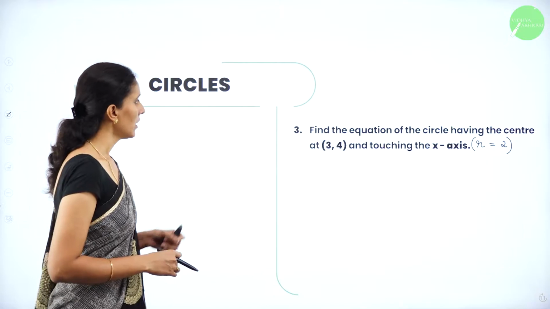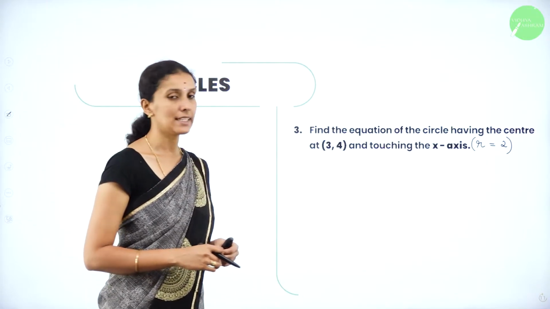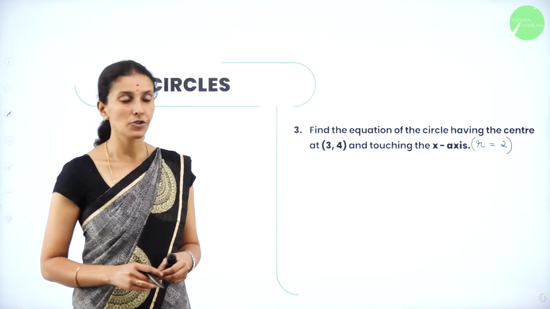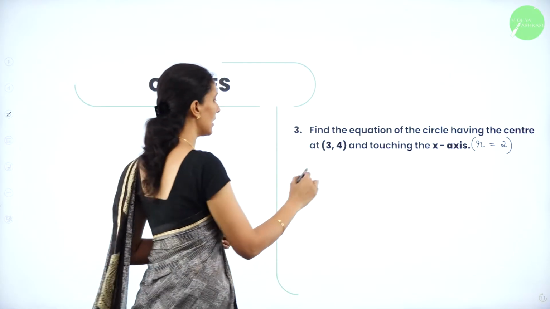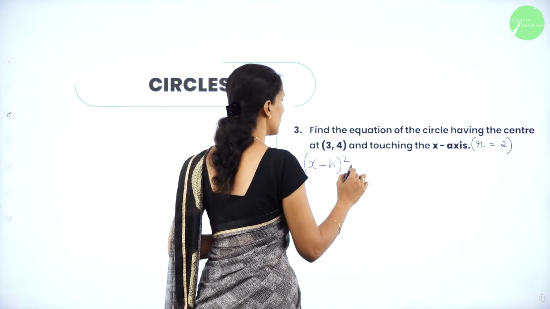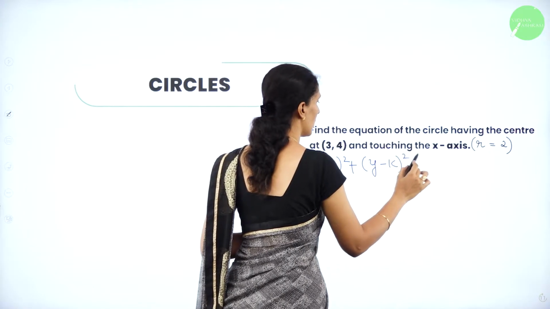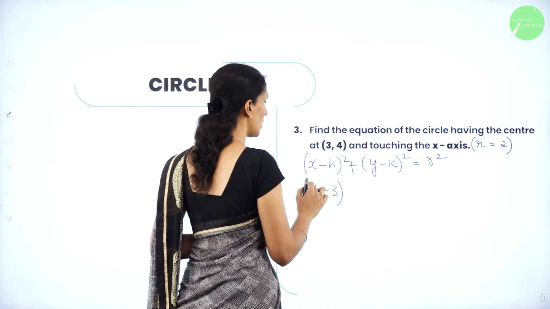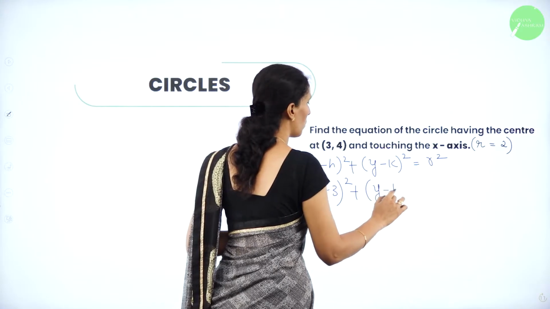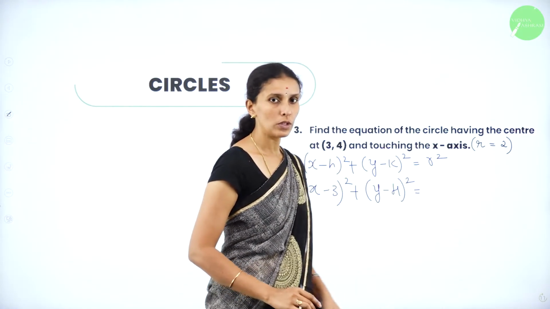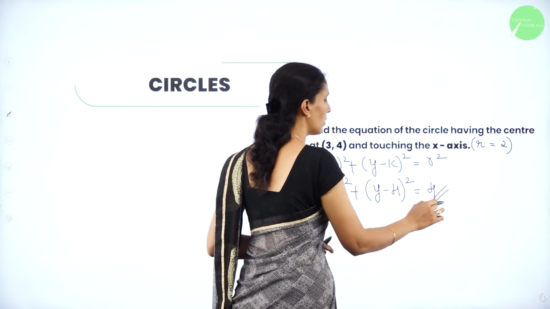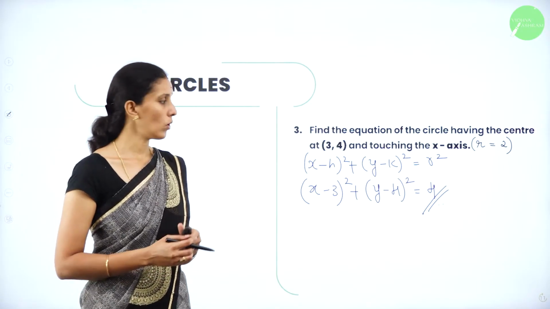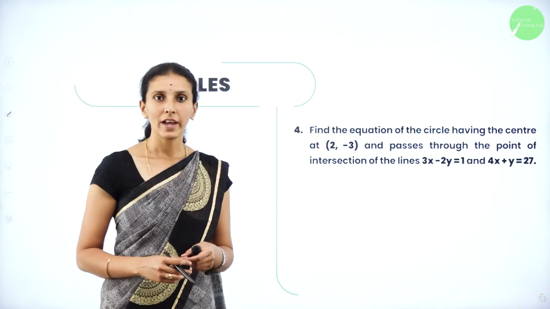Next, we have a question. Find the equation of the circle having the center at (3, 4) and touching the x-axis, and r is given as radius 2. So, what is the general equation of the circle? That is (x minus h) whole square plus (y minus k) whole square is equal to r square. Now, here h is given as 3. So, it is (x minus 3) whole square plus (y minus 4) whole square, and r is given as 2 there. So, r square is 4. Therefore, the equation of the circle is (x minus 3) whole square plus (y minus 4) whole square is equal to 4.